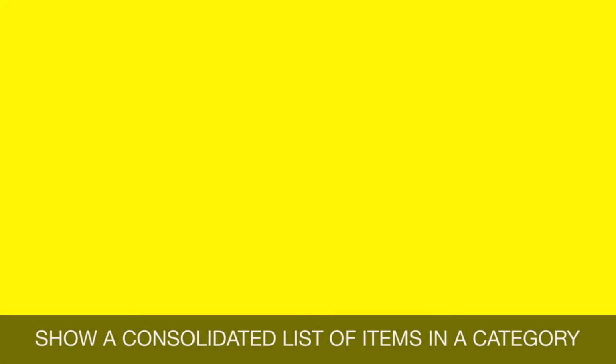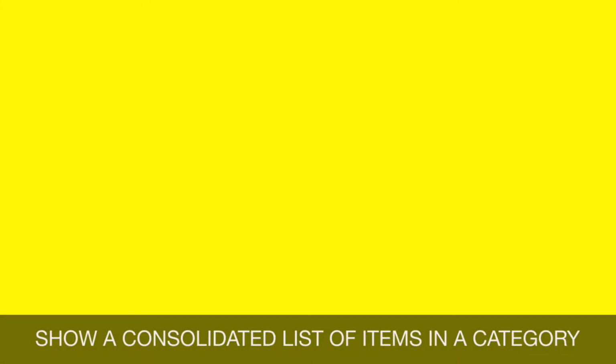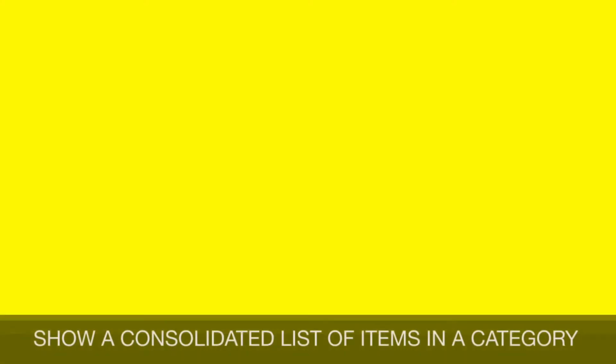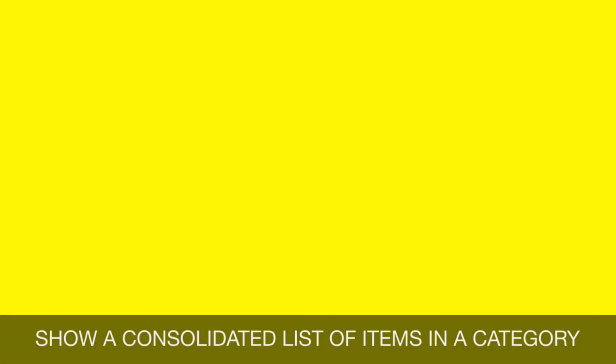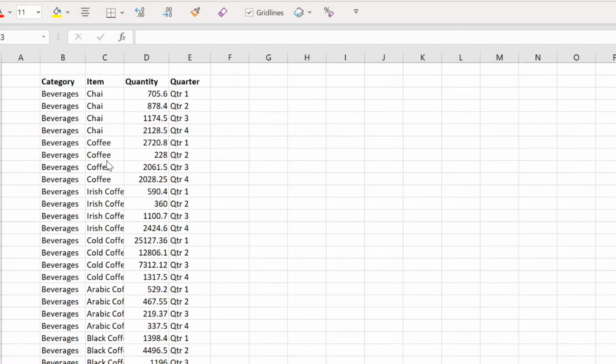Hello everyone. We have an interesting problem today. We have a list of items in different categories and we want to get a consolidated list of all the items in each category. Let me show you what I mean by this.